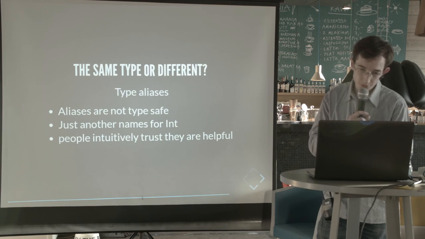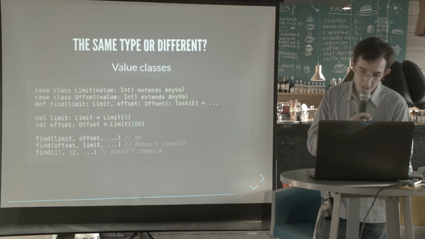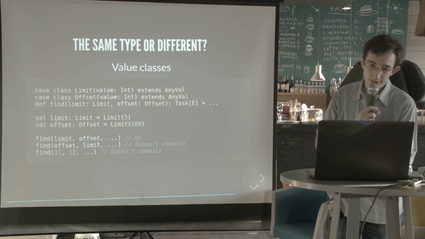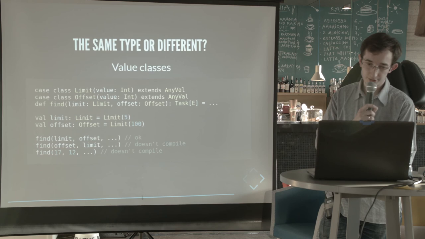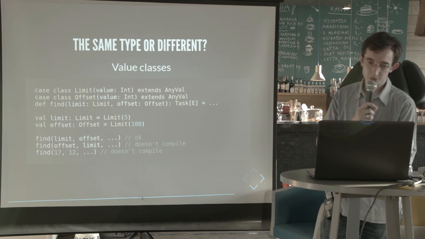Okay, simple type aliases didn't do the job. The next idea is value classes. Value classes are classes that wrap a simple type and extend AnyVal. The goal of value classes is to provide type safety and avoid runtime allocation. This means that the problem with limit and offset can be solved using it, and what's more, there shouldn't be any extra runtime overhead.